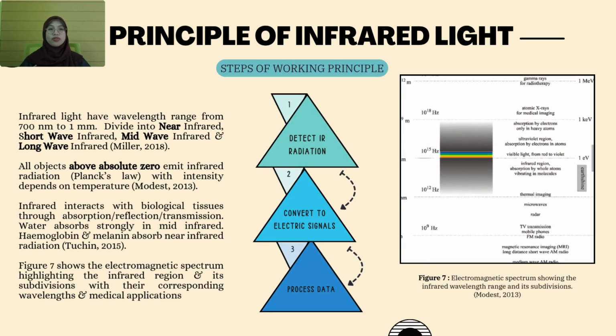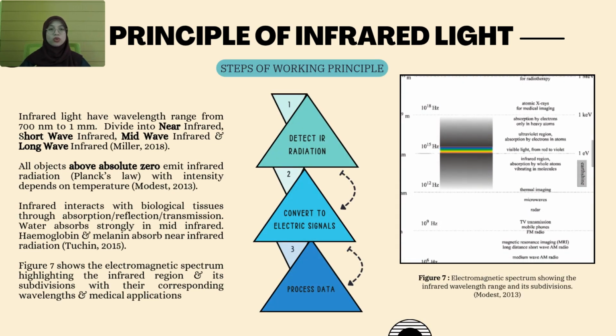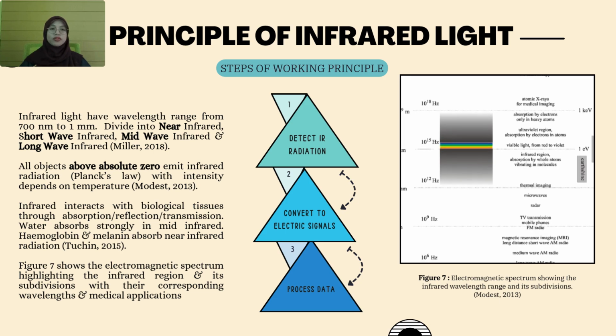Infrared light has a wavelength range from 700 nanometers to 1 millimeter. It is divided into near, short wave, mid wave, and also long wave infrared.